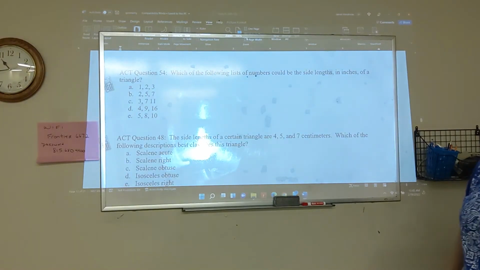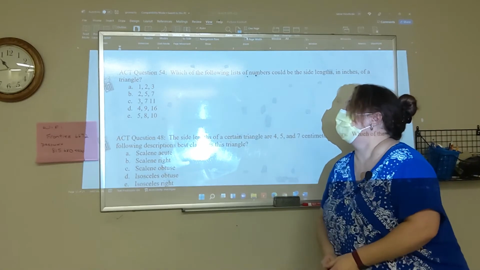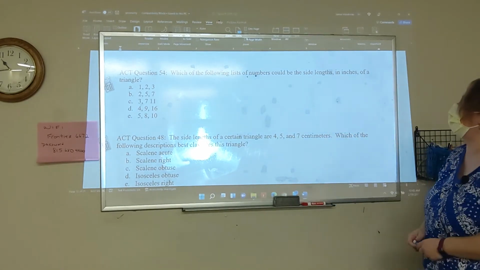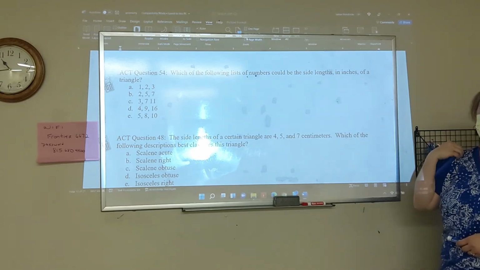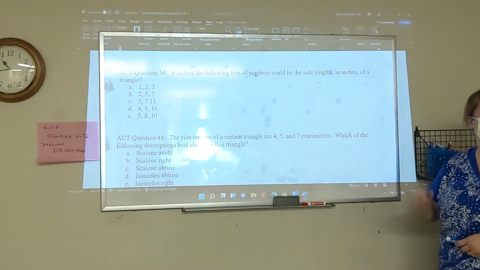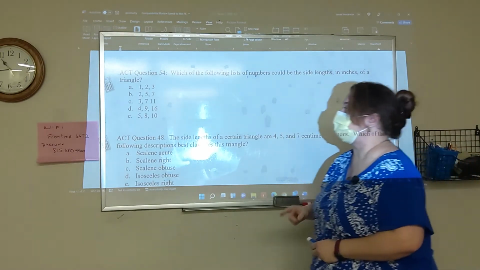All right, number 54. Which of the following list of numbers could be the side lengths in inches of a triangle? So this is that obscure rule that isn't very obscure. Add your two smaller sides together. It's got to be bigger than the third. Can't be equal. It's got to be bigger.